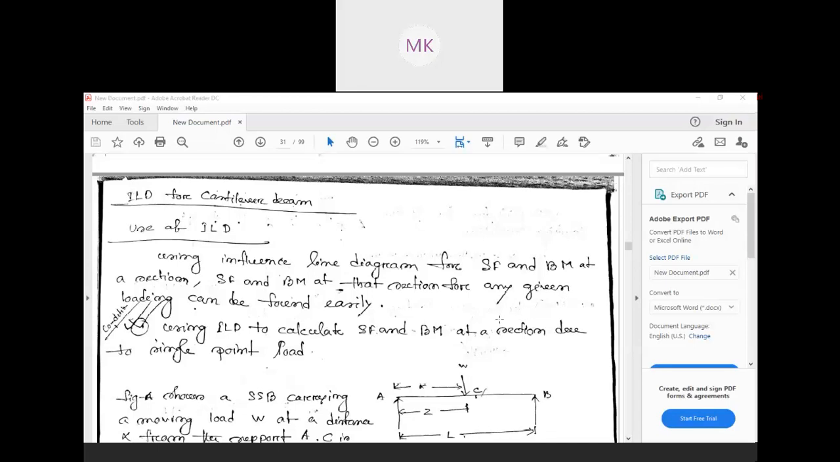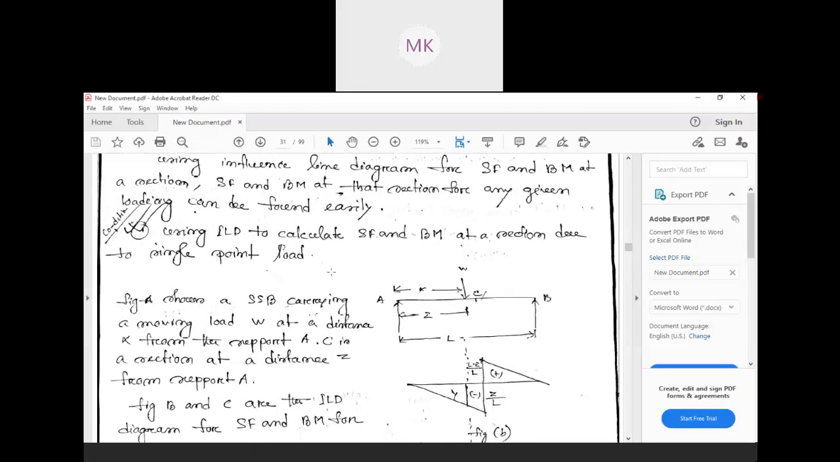First, what we need to consider, there are some conditions within this. So we will consider the first condition as using ILD to calculate SF and BM at a section due to a single point load. Here you see there is a single point load W given. For that single point load, we are going to find this.